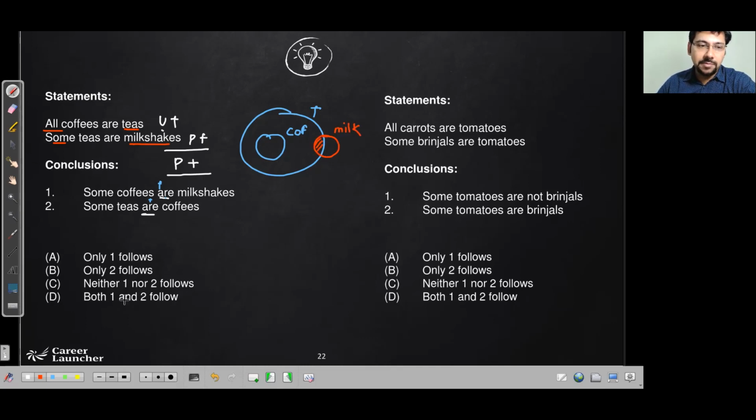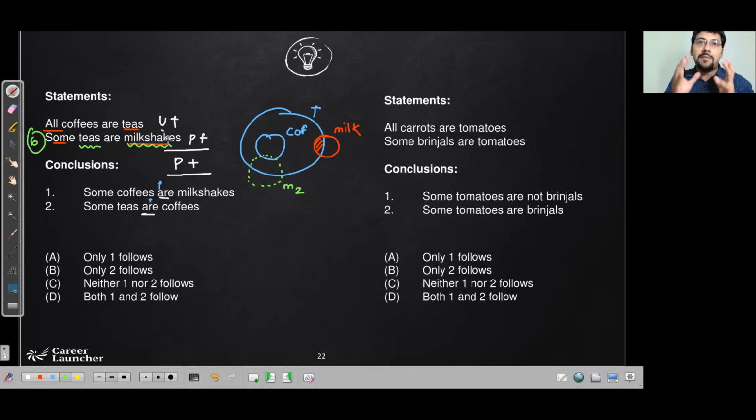Instead of the least intersection diagram, I could have chosen to draw a diagram like this. Here, milkshake can be drawn equal to coffee, equal to tea, or even greater than coffee. Remember, there are 6 possibilities for tea. I do not know how tea and milkshake are related.